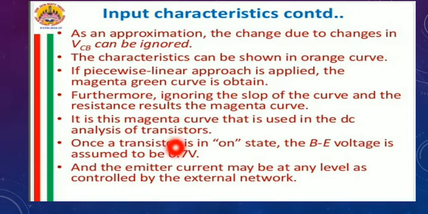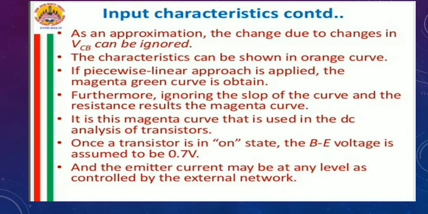For example, once a transistor is in the on state, the base emitter voltage is assumed to be 0.7. I said no, 0.7 is for germanium. That time only the diode should conduct the current. That's why the base current will increase sharply. Okay students, and the emitter current may be at any level as controlled by the external networks. And the input impedance is taken as alpha, right?